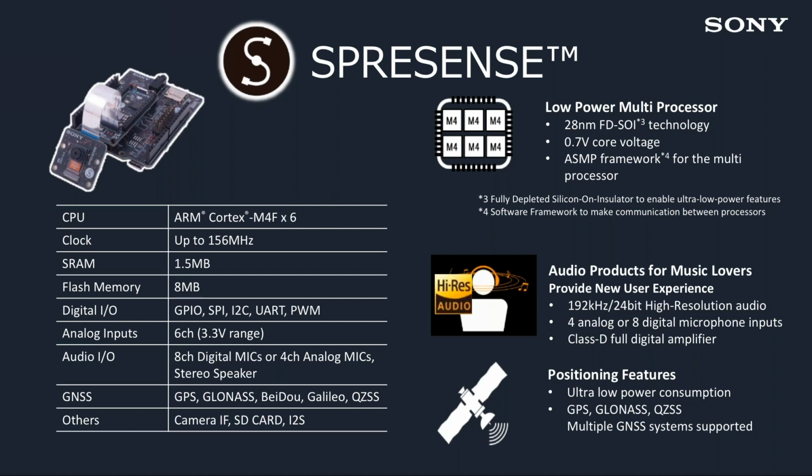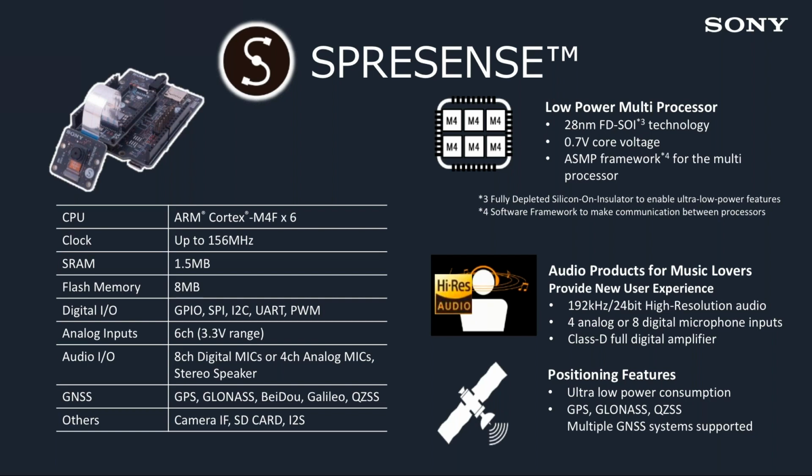It has 6 ARM cores. It has 156 megahertz of clock. As you see in this slide, on the right-hand side, these are the main features that we would like you to pay more attention to. What is it? It is low power. It has 6 ARM cores, and we are saving a lot of power while we are accessing the memory. We are using the ASMP framework, and it has high resolution audio. We are proud of it.